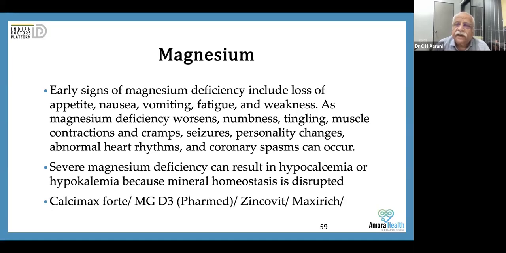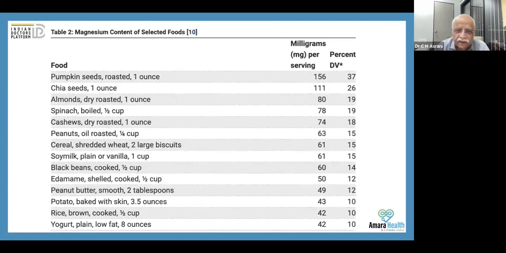Supplements of magnesium are not available as magnesium alone. You may get some on Amazon shopping. These are 4 brands which have a decent amount of magnesium: Calcium Export, MGD3 Pharmed Company, Zincovit, and Maxirich. Those of you who want can take a snapshot of this.